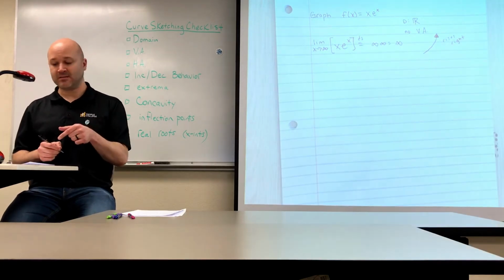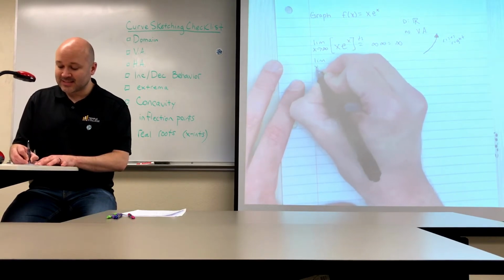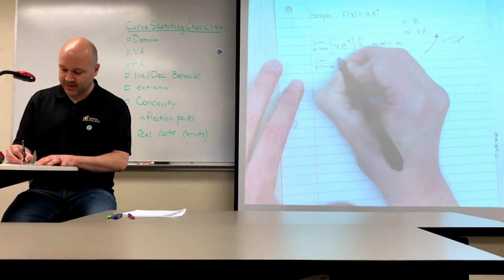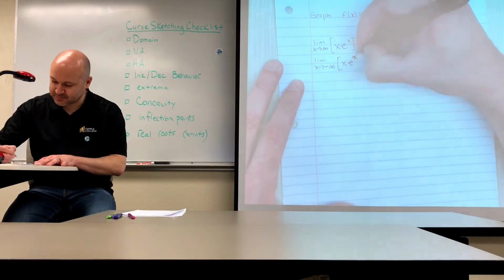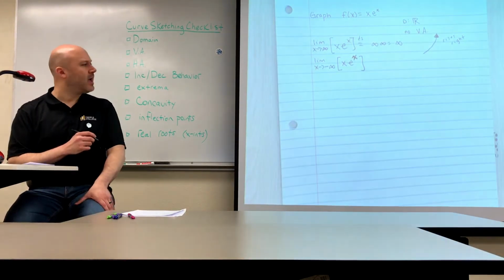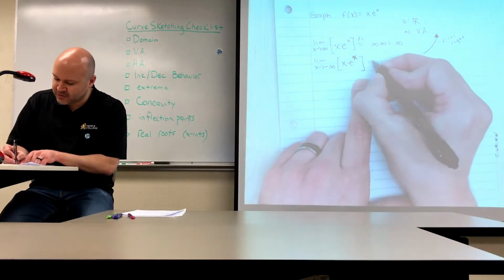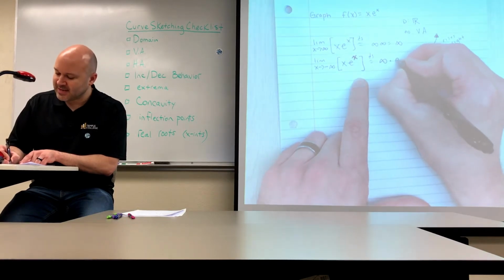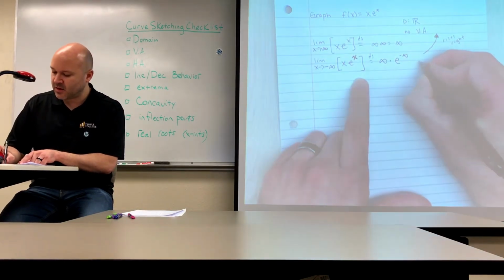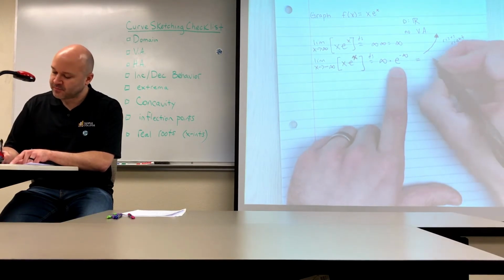Now that's the right tail. I'd like to know about the left tail. So I'm going to evaluate the limit as x approaches negative infinity. And let's see, I can kind of see what's going on. Let's just try direct substitution. Negative infinity times e to the negative infinity, which I'm just going to go ahead and rewrite as a ratio.